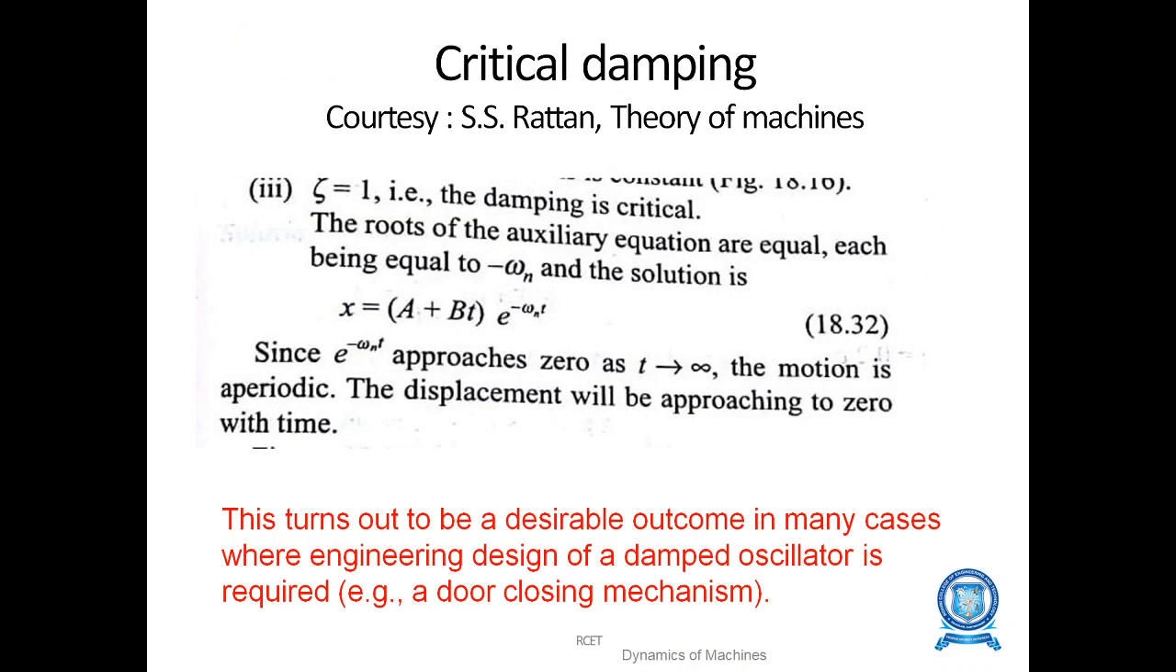Next is the critical damping. When eta becomes 1, the roots of the characteristic equation are equal and the value is minus omega n. The solution becomes small x equal to capital A plus B into t, e power minus omega n t. As t becomes infinity, this value approaches 0. Therefore, the displacement approaches 0 with respect to time.